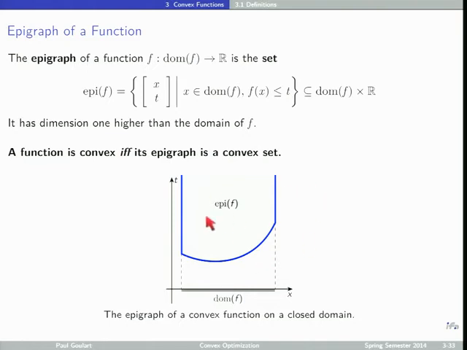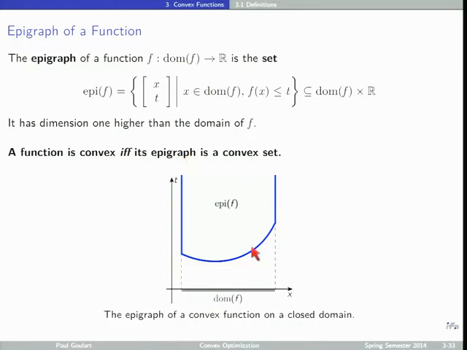then the epigraph is defined in R2. So the epigraph is always one dimension higher than the domain of the function. So you can think of just taking the function maybe in R2 and you just take everything above. And we call this the epigraph. And the function is a convex function if and only if its epigraph is a convex set.